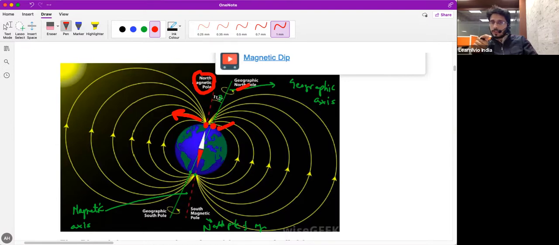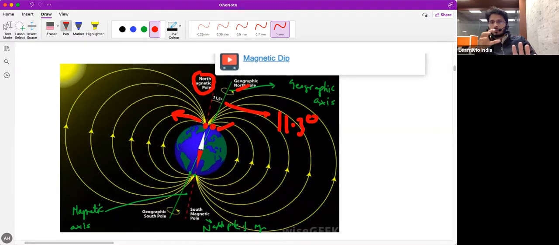They don't coincide. There is an angle of 11.3 degree between them. They are inclined to each other at 11.3 degree. It's not 0.5, it's 11.3 degree. The angle between the geographic axis and the magnetic axis is 11.3 degree. So this is Earth's magnetic field.